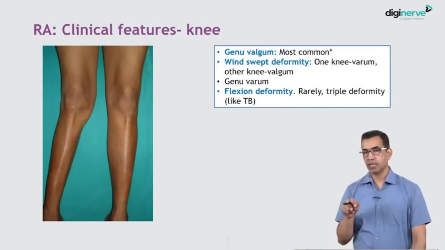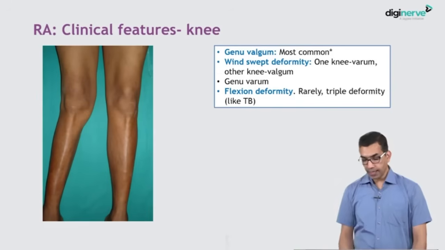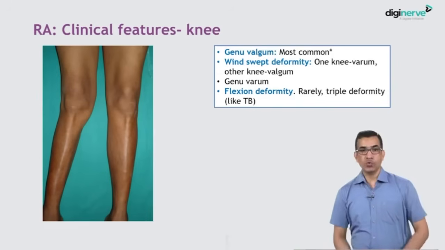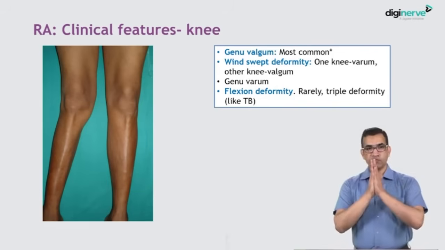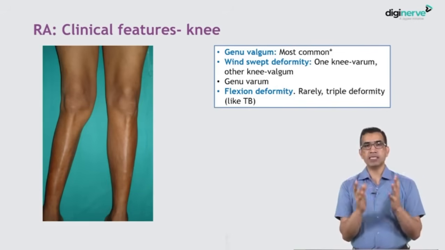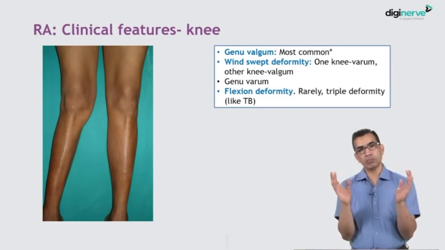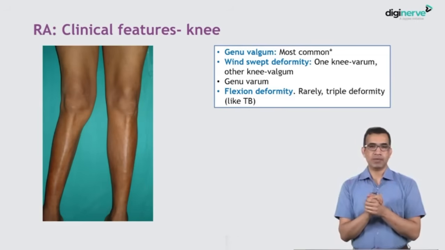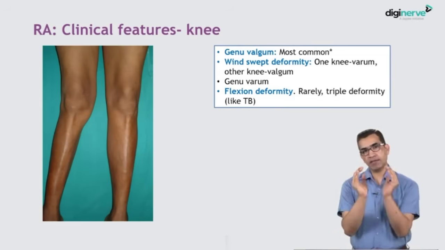This is important. Never forget this. Osteoarthritis, genu varum; rheumatoid arthritis, genu valgum. And why genu varum in osteoarthritis? Because as we walk, the weight bearing axis is more towards medial. Since it is a wear and tear related disorder, there is more degeneration which happens in the medial compartment. Hence, you start getting the varus deformity.